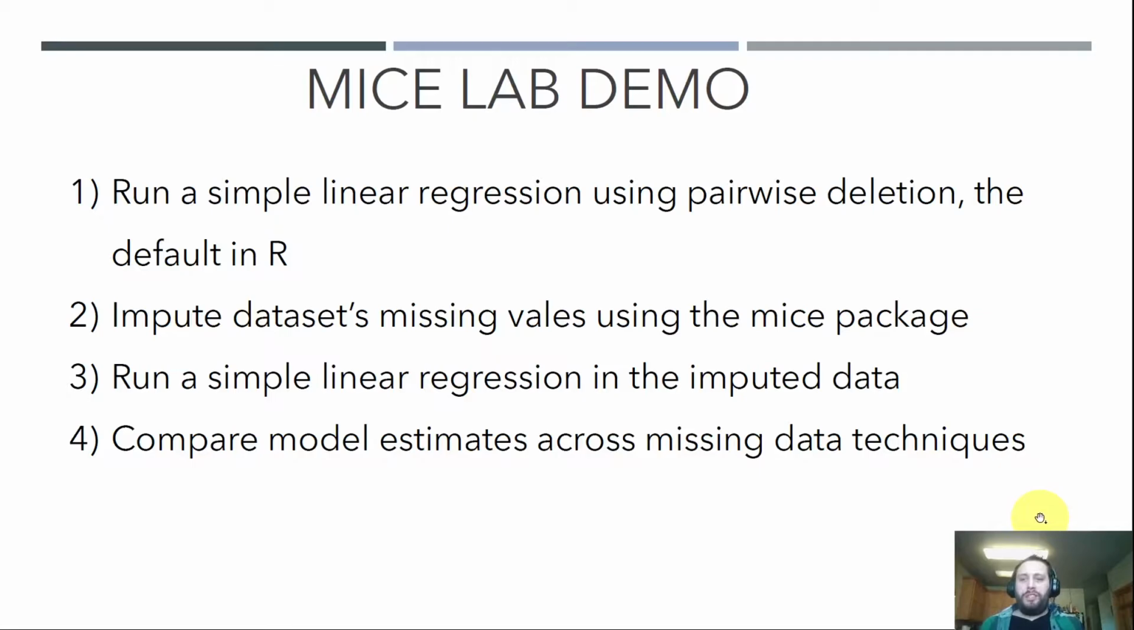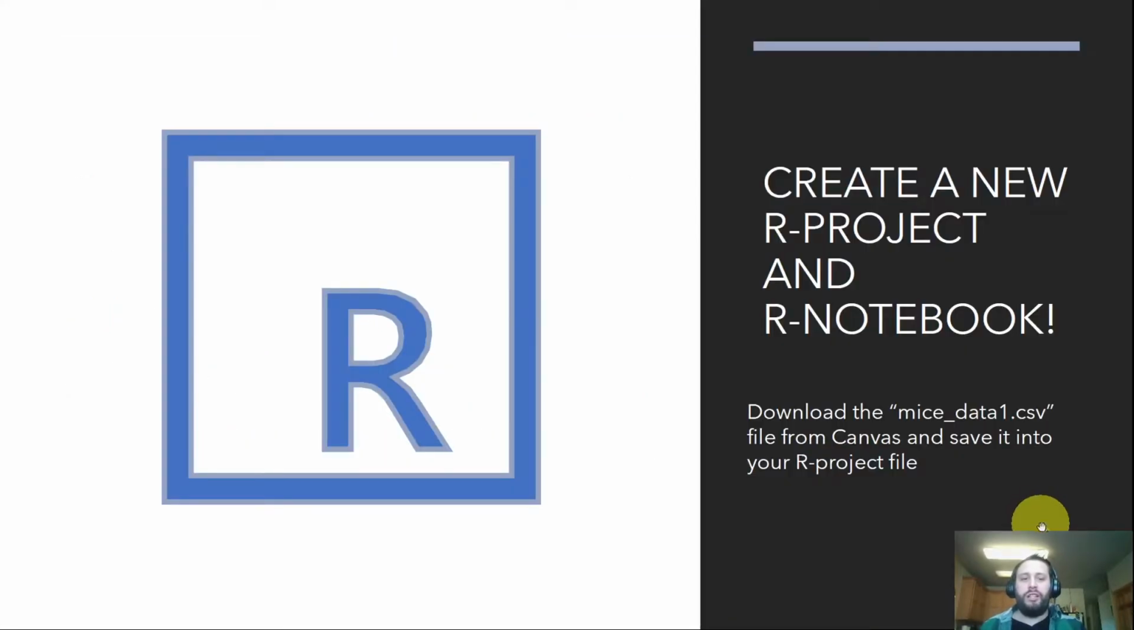So for this demo today, we're going to run a simple linear regression using the default deletion in R. Then we're going to impute the data set's missing values using the MICE package. Then we're going to run a simple linear regression in the imputed data. And then we're going to compare the model estimates across the missing data techniques. Does it really differ that much between deletion and the MICE missing data technique? So let's go ahead and go back into R.